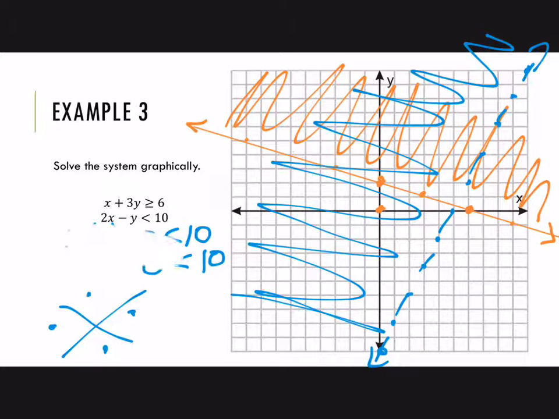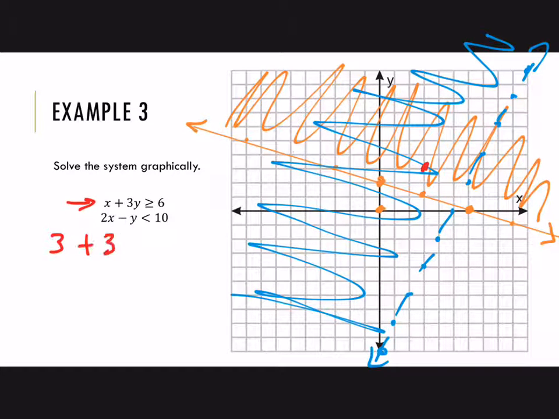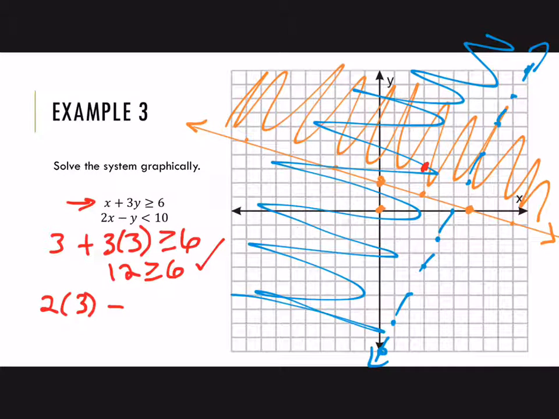Let's test one of those just to make sure. So let's go with 3, 3. That's definitely in that region. In the first inequality, substitute 3 for x and for y and see if that's true. We end up with 3 plus 9, which is 12, and 12 is greater than or equal to 6. Then in the second inequality, 2 times 3 minus 3, and we get 6 minus 3 is 3, and that is less than 10. So 3, 3 is a point that solves both of those inequalities.